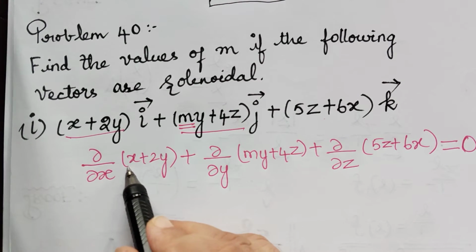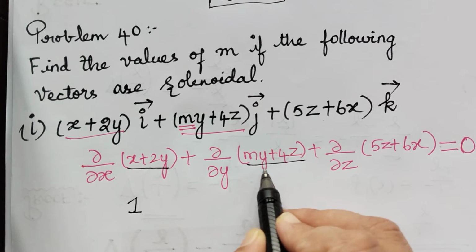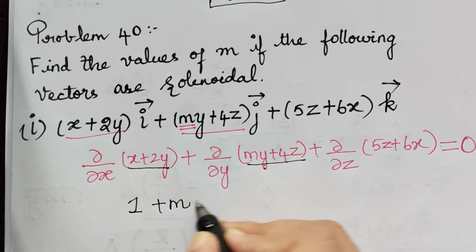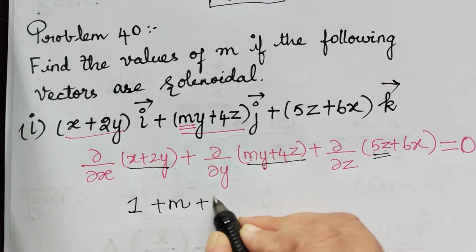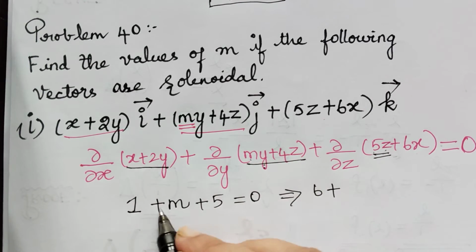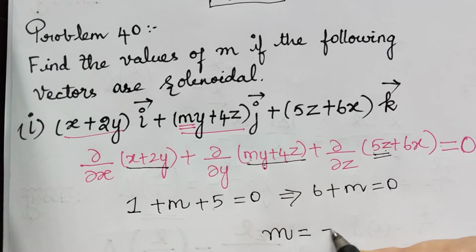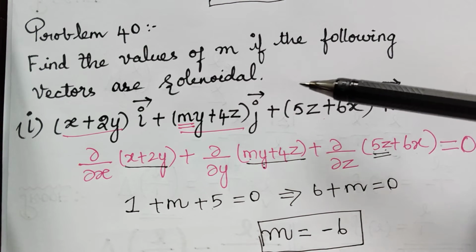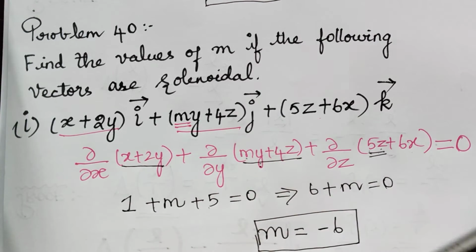So now if we differentiate this with respect to x, we will get 1, and when we differentiate this with respect to y, this will become 0 and we will have m into 1, so plus m, and when we differentiate this partially with respect to z, we get 5, so plus 5 is equal to 0. So from this we get 6 plus m is equal to 0, and therefore we get the value of m to be equal to negative 6. So we have obtained the value of m by using the concept of solenoidal vector. So we will see the next two subdivisions along with this.